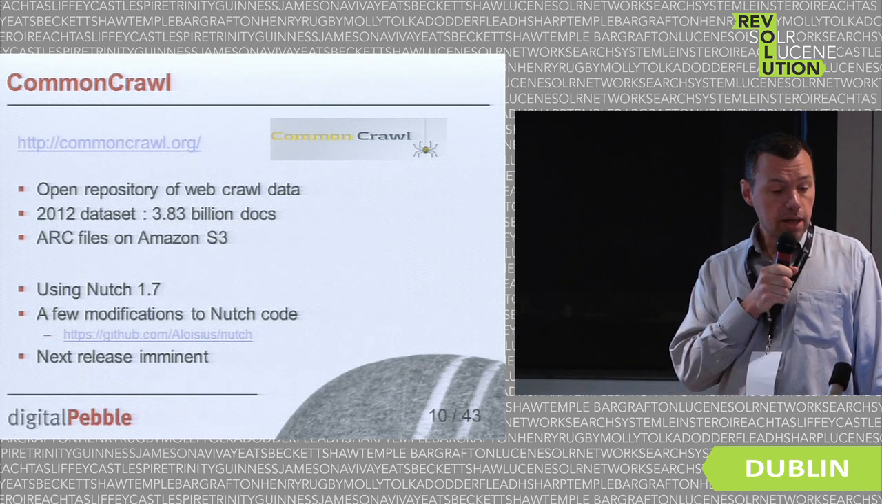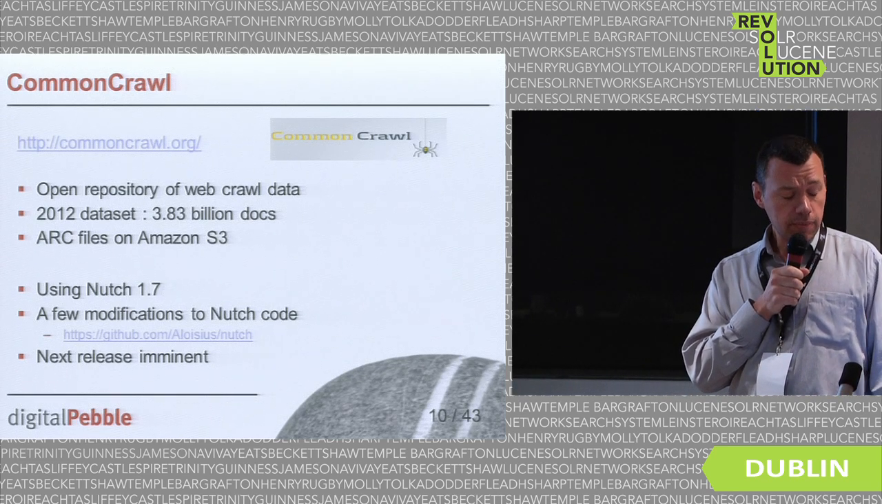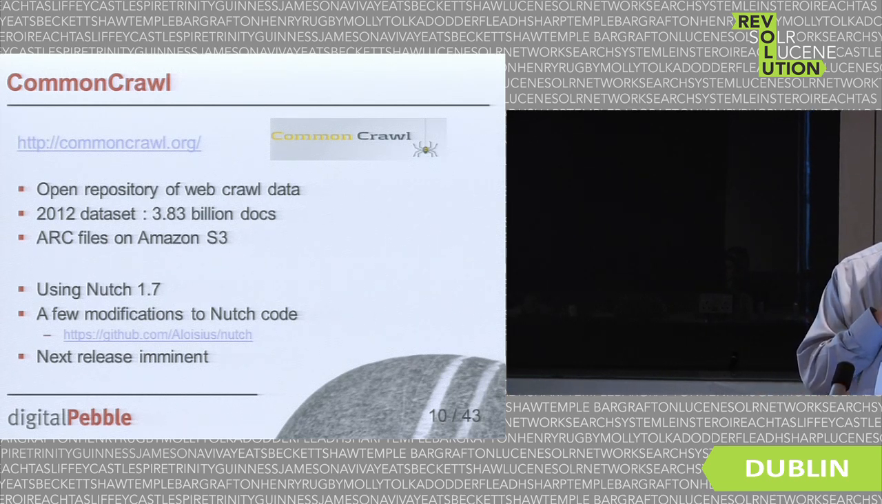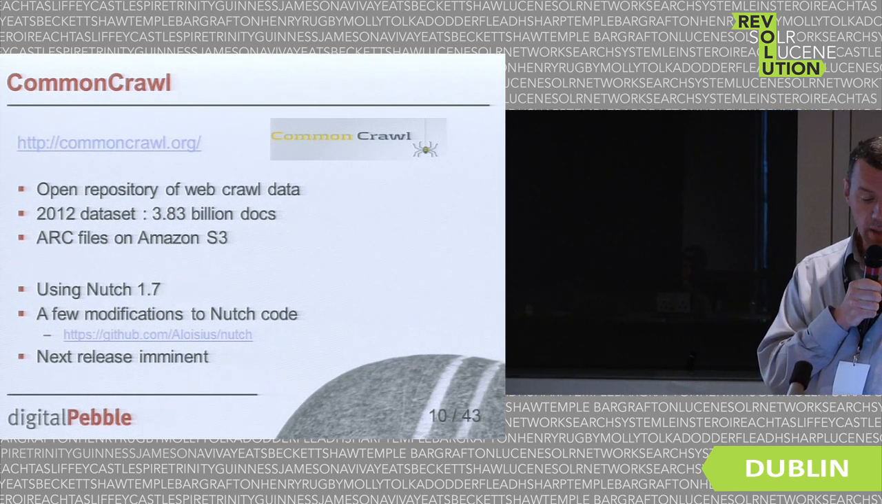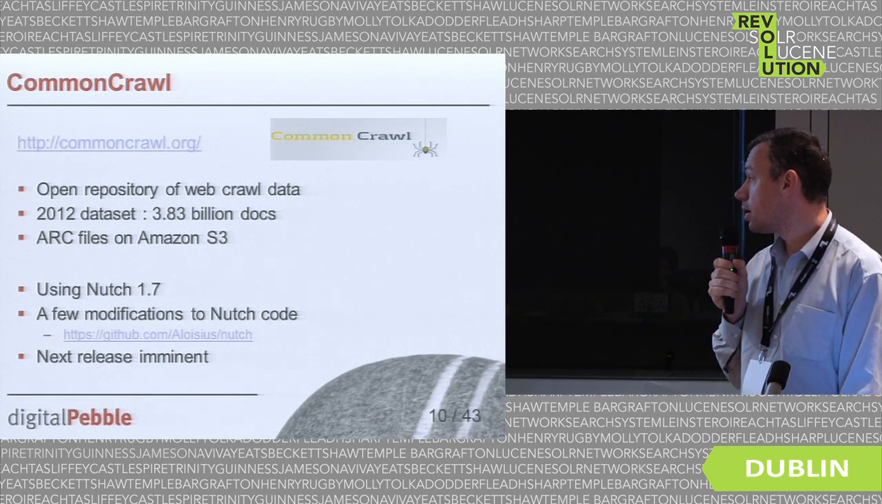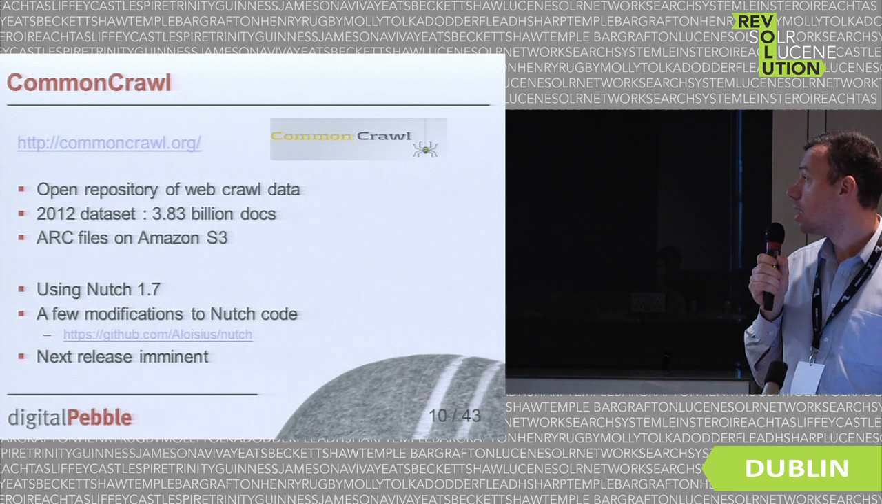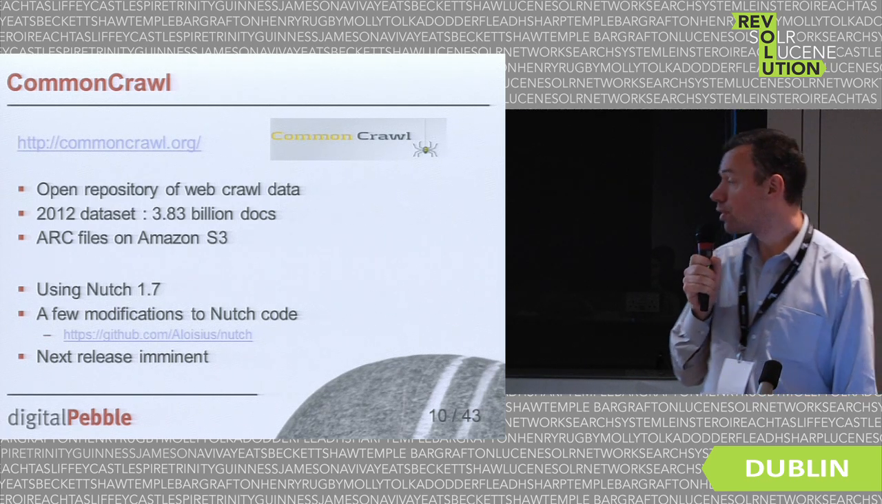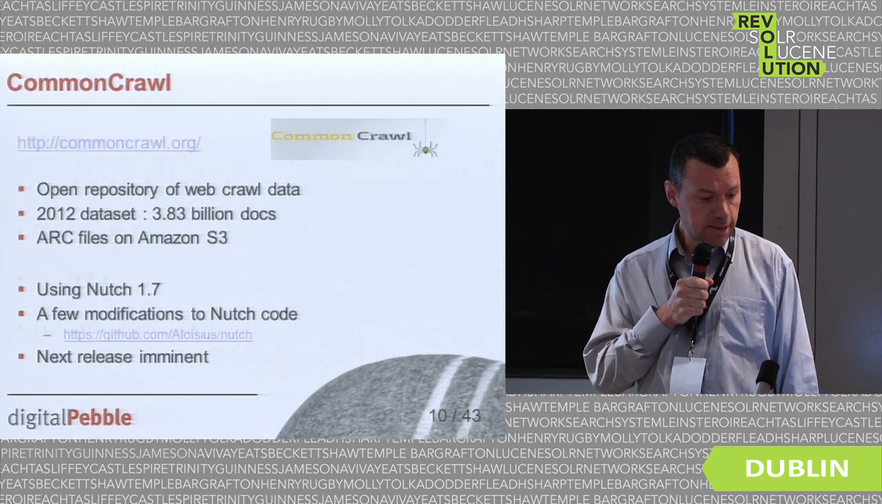And the guys at Common Crawl are now using Nutch 1.7 for their current crawl, with a few slight modifications to the code, and apparently there'll be a next release of the data set, but using Nutch for fetching and crawling, which is great.